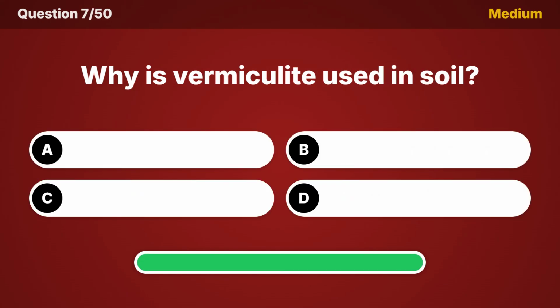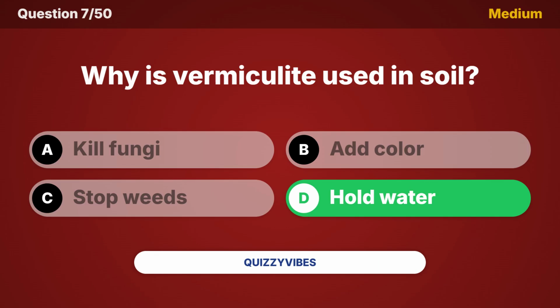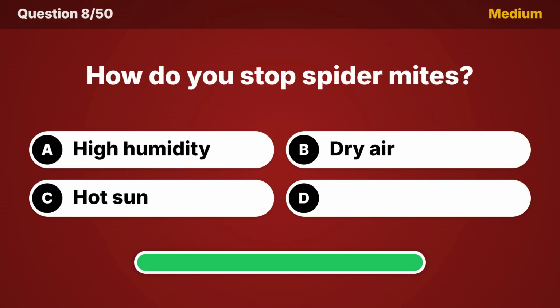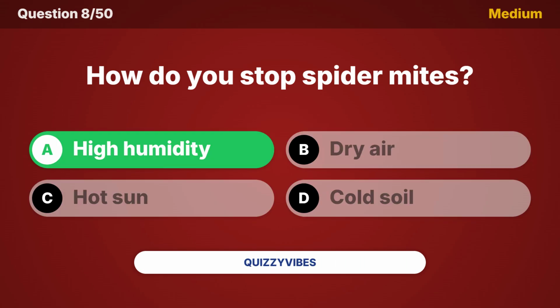Why is vermiculite used in soil? Time's up! It's hold water! How do you stop spider mites? The answer is high humidity.